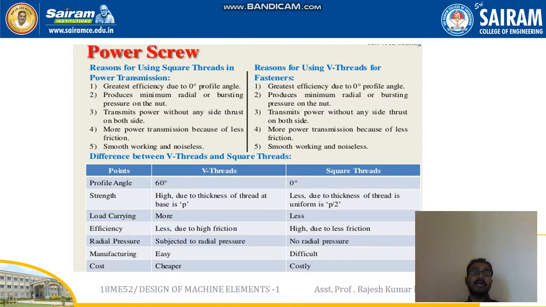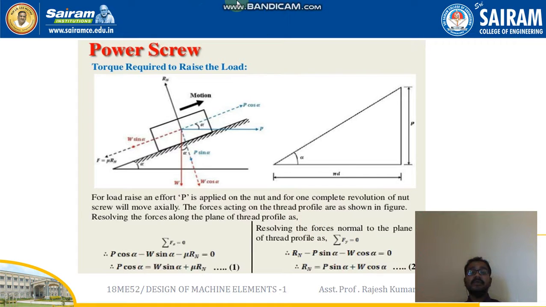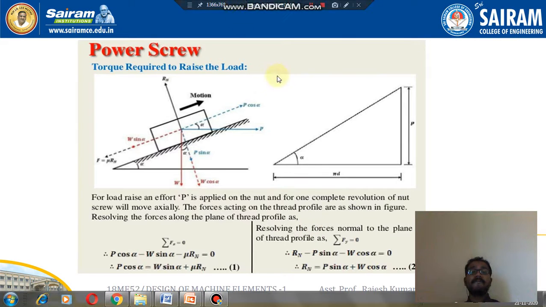That is why for the screw jack and the lead screw, we use the square threaded screw. And next is the radial pressure, where the V thread is subject to radial pressure, but the square thread is not subject to radial pressure. Manufacturing a square thread is very difficult, as we discussed previously. Among all the threads it is the most difficult to manufacture, and V threads are easy. And for cost, V threads are cheaper and square threads are costly, because cost is decided from the manufacturing point of view.